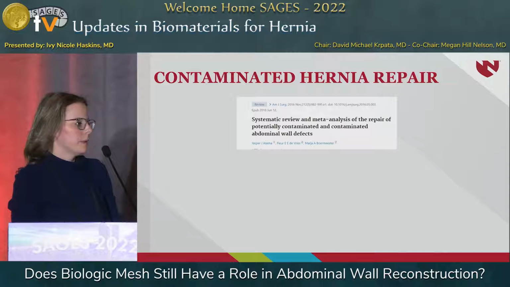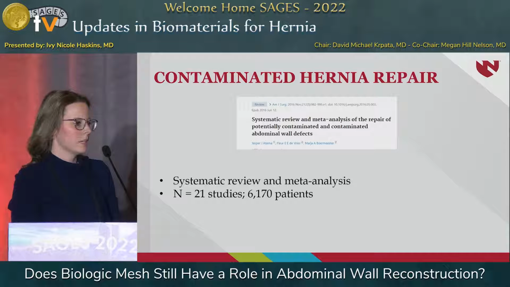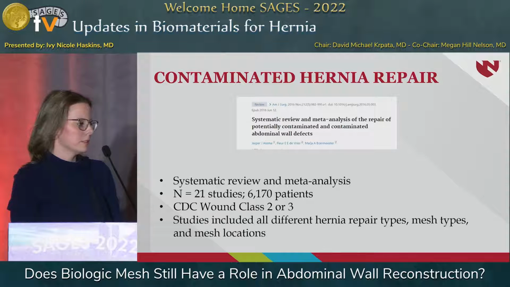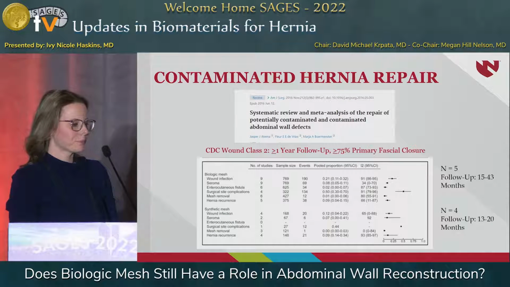Next is a systematic review and meta-analysis that was also published in 2016. It included 21 studies with over 6,000 patients. Again, it included only CDC wound class 2 or 3 hernia repairs. And the study was kind of for all-comer hernia repair types, mesh types, as well as mesh location. They did divide the rate of hernia recurrence into CDC wound class 2 and wound class 3.